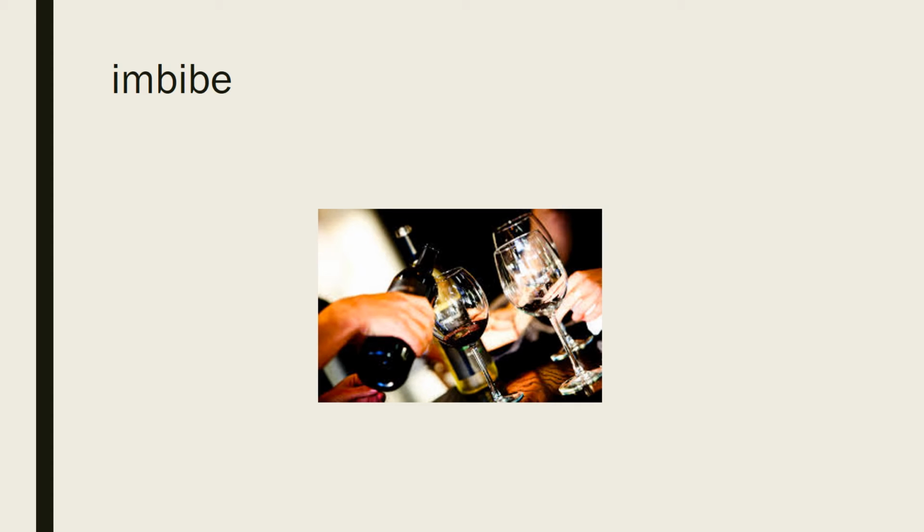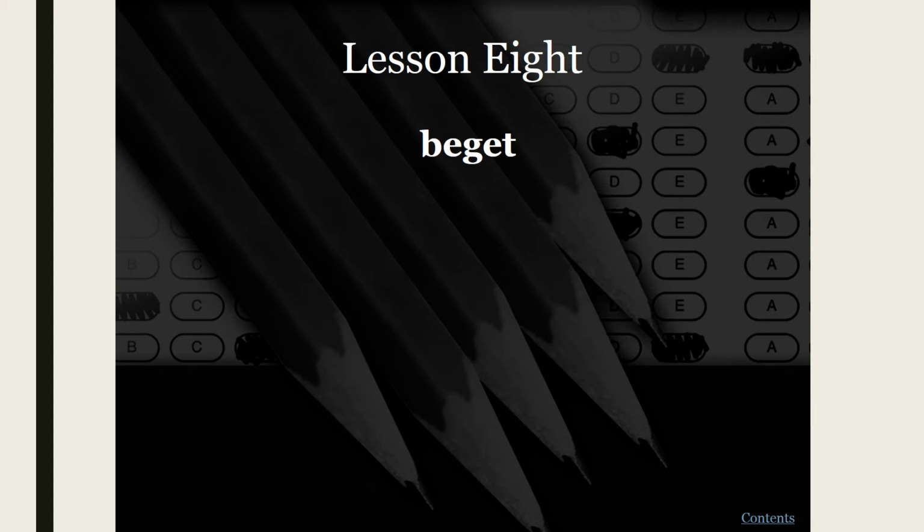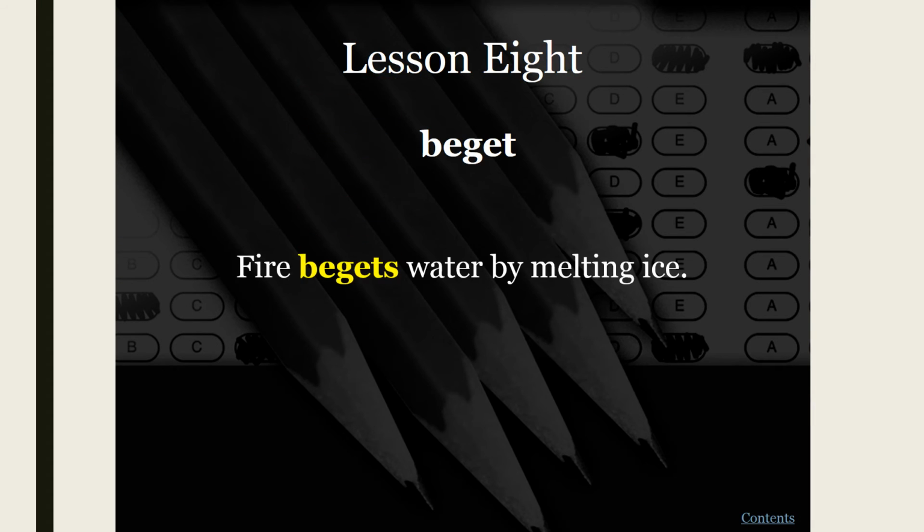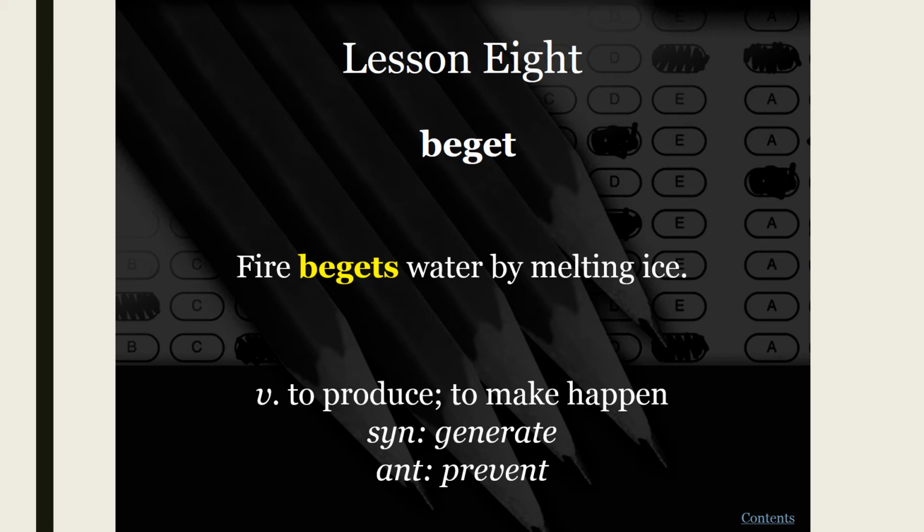I'm thinking about it, in the Odyssey, that first little section with the Cicones, they were imbibing wine and getting drunk, which is why a lot of them ended up dead and they didn't heed Odysseus's call to leave. Our next word is beget, another verb. Fire begets water by melting ice. Okay, so it's a word that means to produce or to make happen.